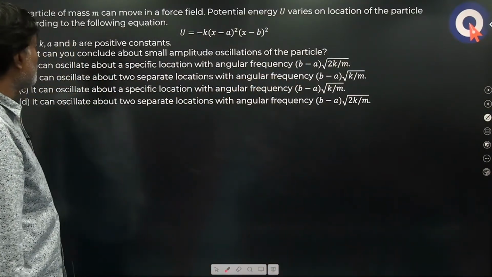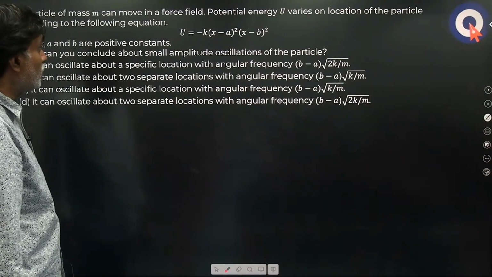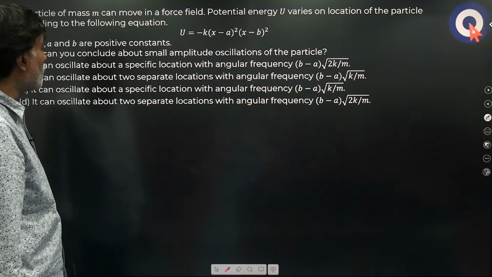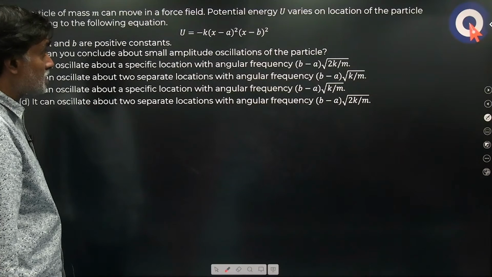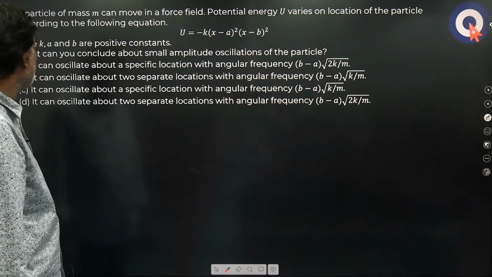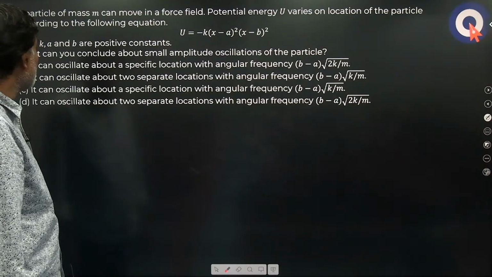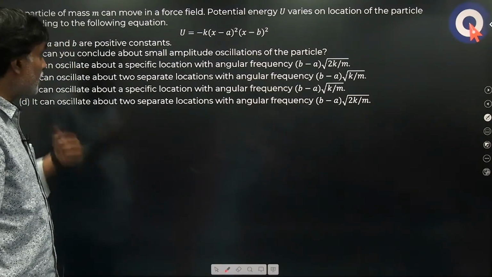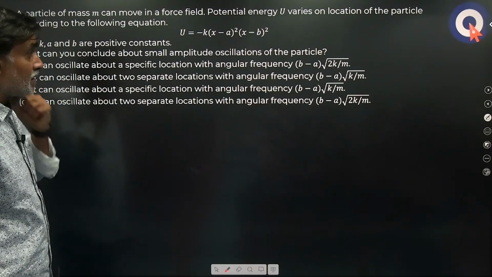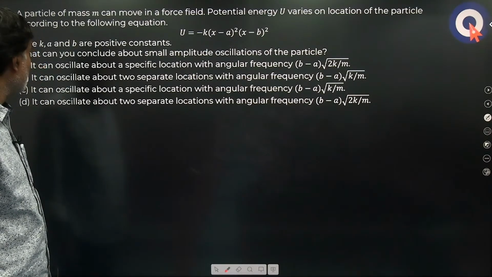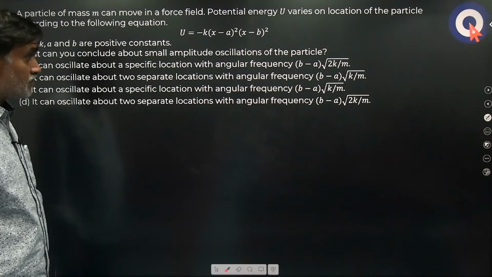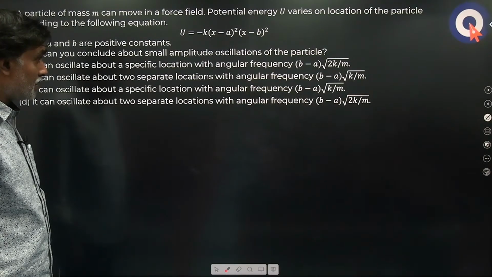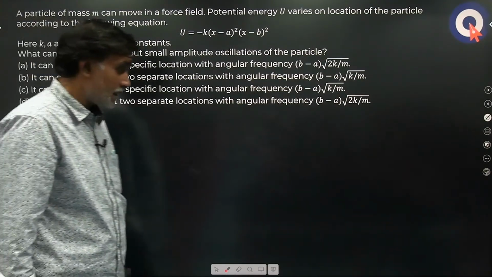Now this is the next question. A particle of mass m can move in a force field. The potential energy U varies with the location of the particle according to the following equation. U equal to minus k into x minus a whole square into x minus b whole square. Here k, a and b are positive constants. What can you conclude about small amplitude oscillations of the particle? It can oscillate about a specific location with angular frequency b minus a into root 2k by m. It can oscillate about two separate locations with angular frequency so much. It can oscillate about a specific location with angular frequency so much. It can oscillate about two separate locations with angular frequency.